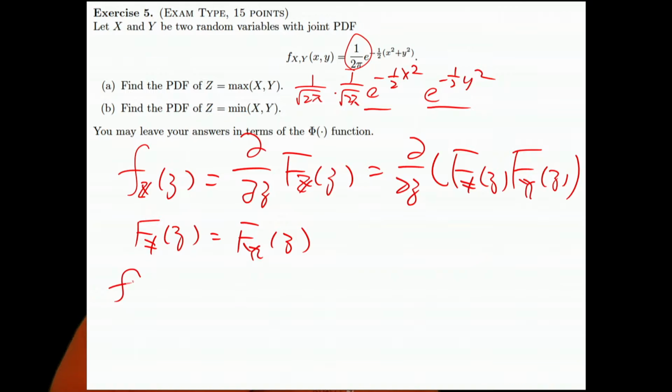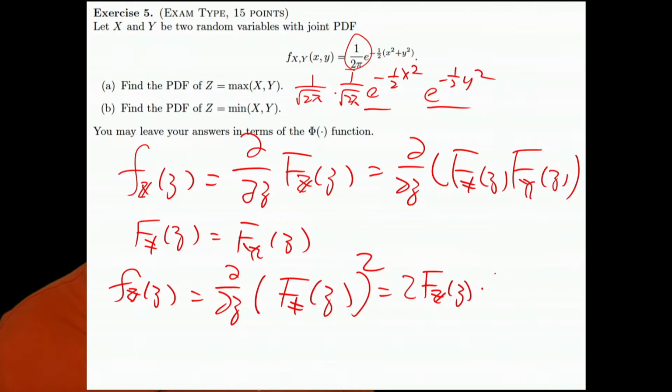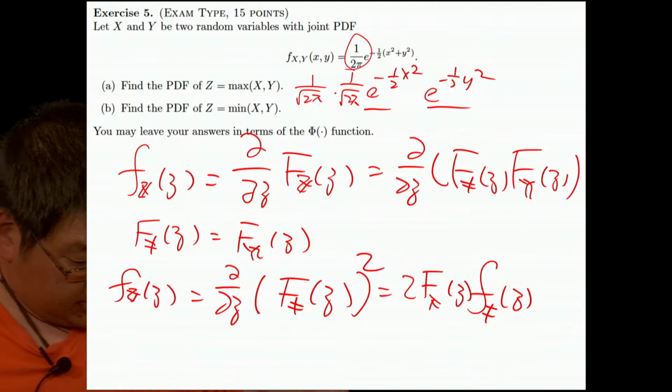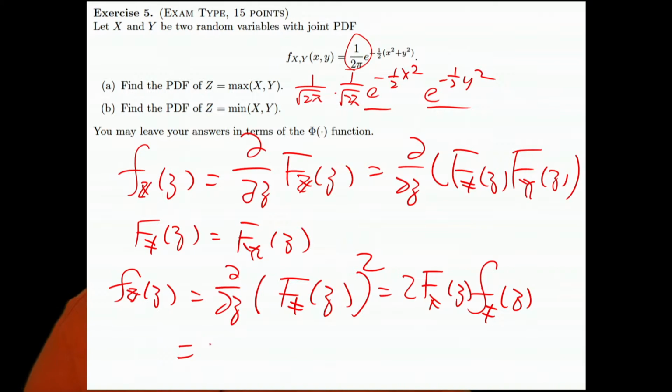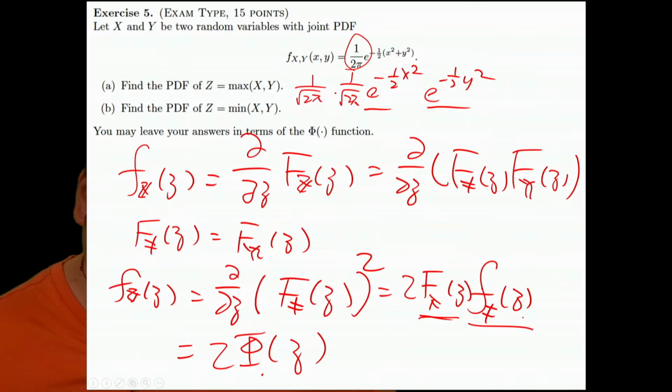So for the PDF of Z, I just take the derivative of the CDF of X squared. That means by the chain rule, it is 2 times the CDF of X, and then times the PDF of X. And this is just a Gaussian, so I can put in the Gaussian form times the PDF of X.